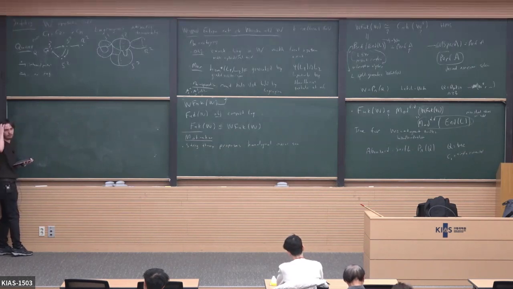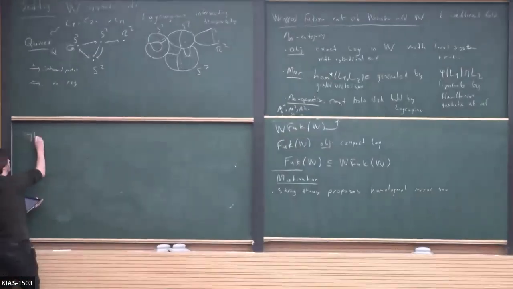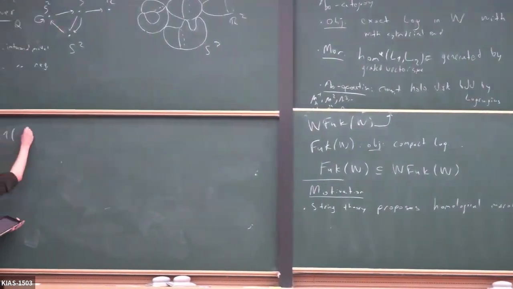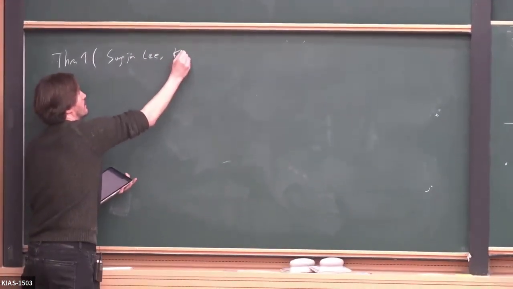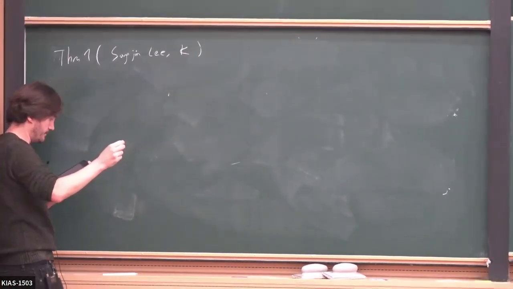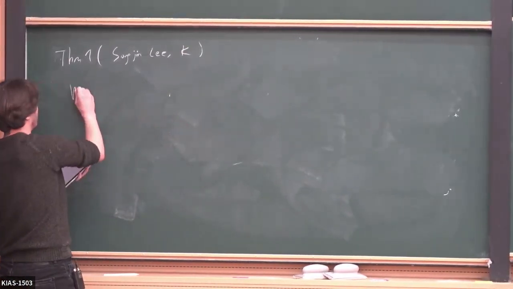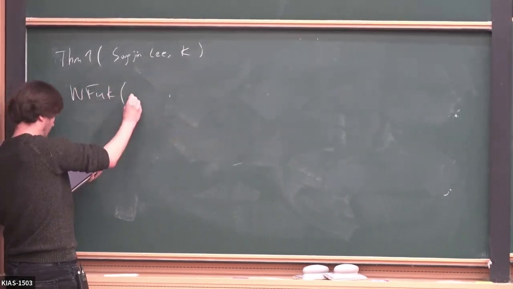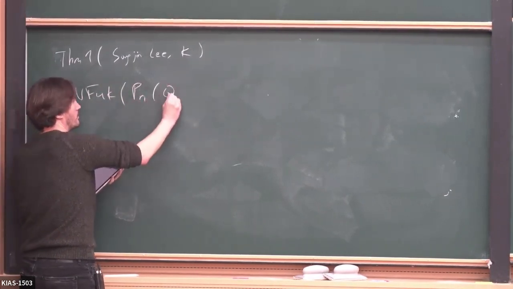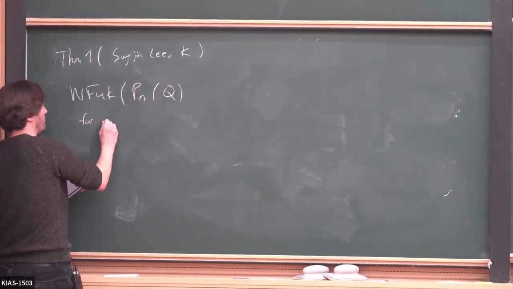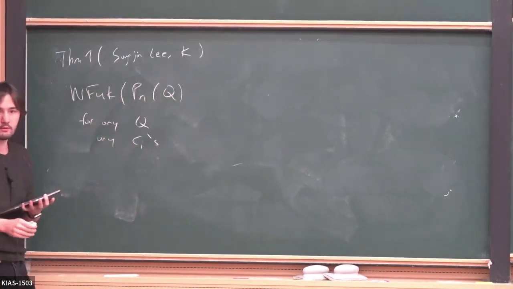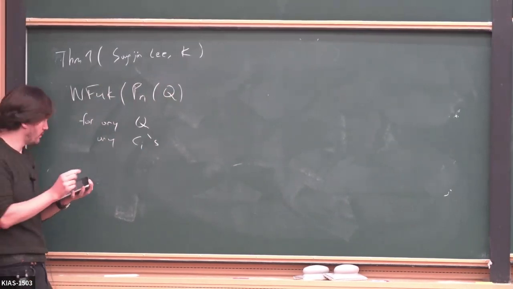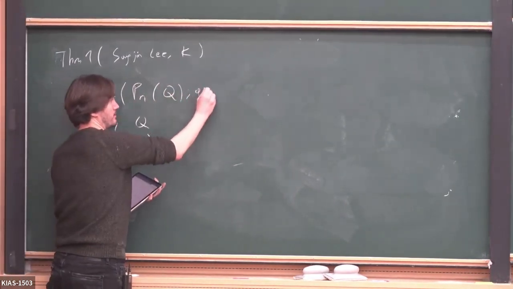So now the results. What results will I talk about today? This is theorem 1. This is with Sangjin Lee. This just computes this Fukaya category for P and Q, but for any Q and any CIs, doesn't matter. But I need to give some grading structure to this.